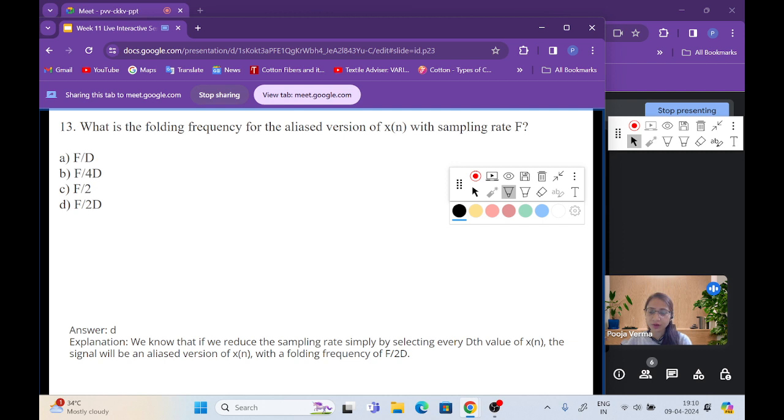So here what is given? What is the folding frequency for the aliased version of x of n with the sampling rate F? The sampling rate is given here as F. So here the decimation factor is only given. Okay, right? When you are seeing the options, in that type of question you have to just focus on the options, what is given, interpolation factor or decimation factor. So in all the options, mostly the decimation factor is given, right?